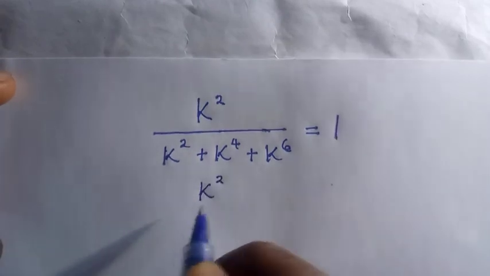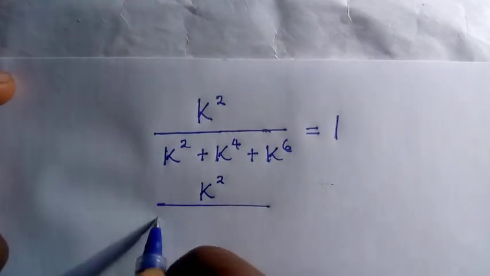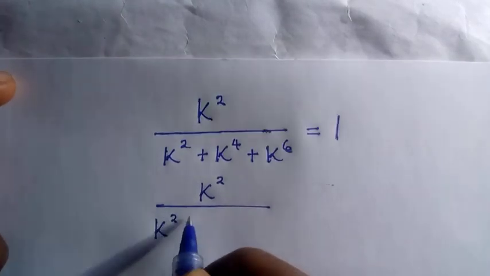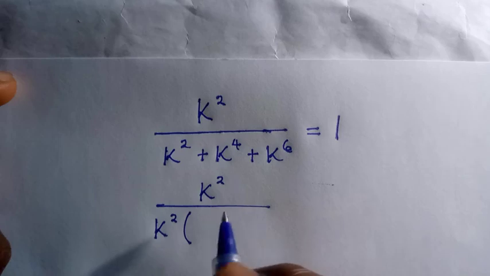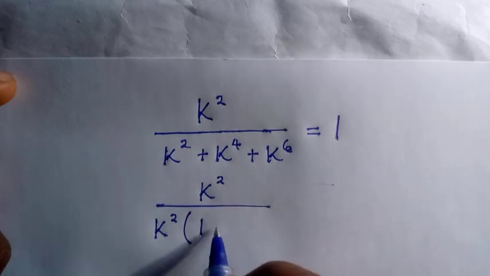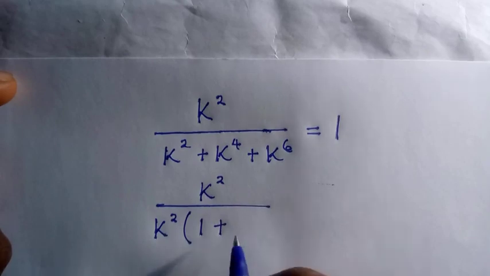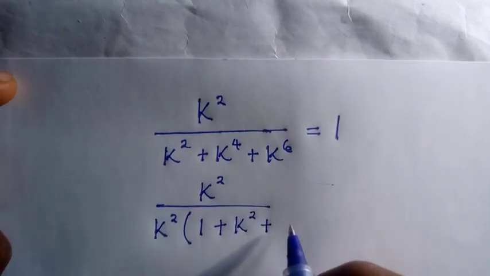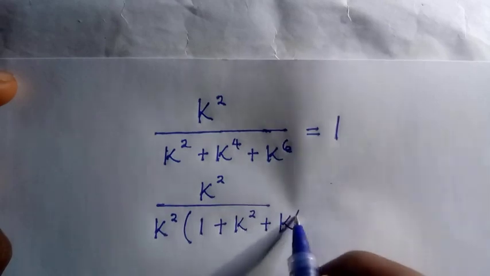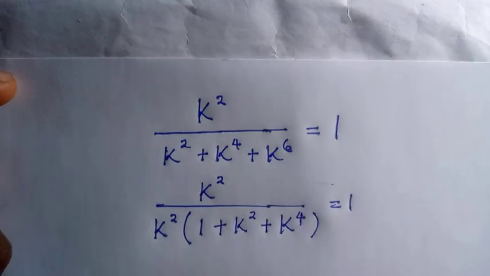When we factor out k to the power of 2 here, we create a parenthesis. When we divide the first one by k to the power of 2, we have 1 plus; the second one, when we divide it by k to the power of 4, we are going to have k to the power of 2, plus the last one, which reduces to k to the power of 4, and everything equals 1.